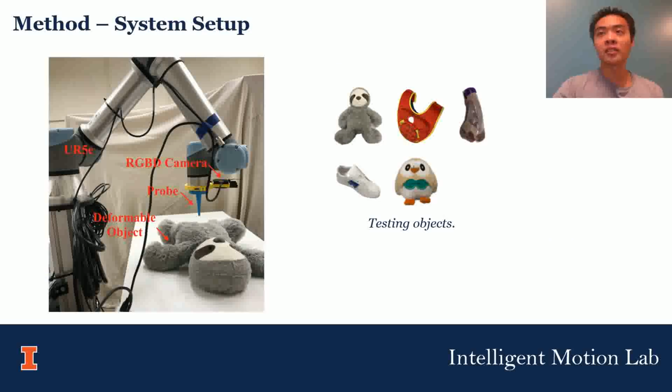We use the robotic system shown in the picture. It is a UR5e arm equipped with an RGBD sensor and an ATI force-torque sensor with a tapered probe. The object is fixed to a flat table to prevent gross movement during poking. In the future, we could potentially track gross movement of the object with a camera. The picture on the right shows the five testing objects used in this project, where each object has varying stiffness across the object surface.